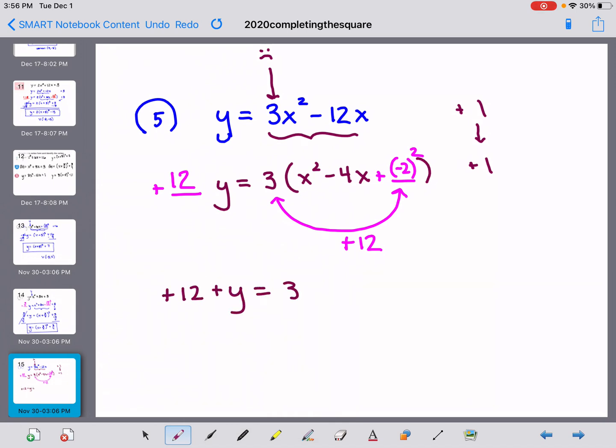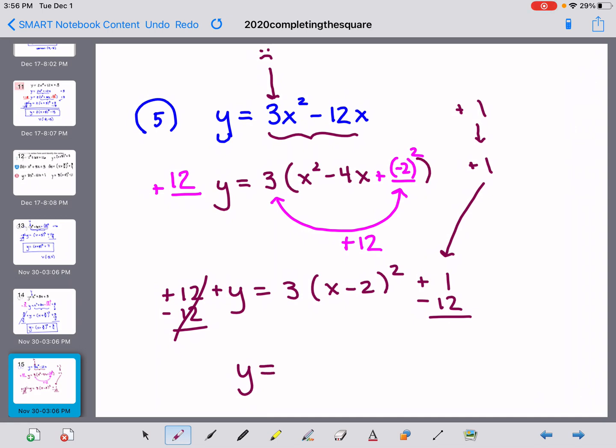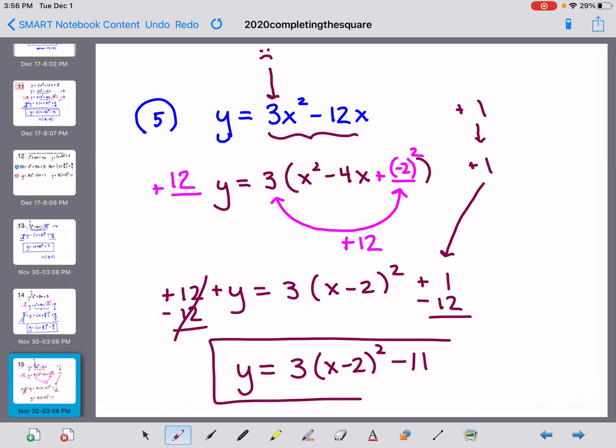I'm going to factor that perfect square trinomial. Bring down my plus 1. Make sure you don't lose that plus 1. That's a common mistake, people put it too far away and then they lose it. And then I'm going to subtract 12 from both sides. Final answer. Vertex would be 2, -11. Vertical stretch by a factor of 3.